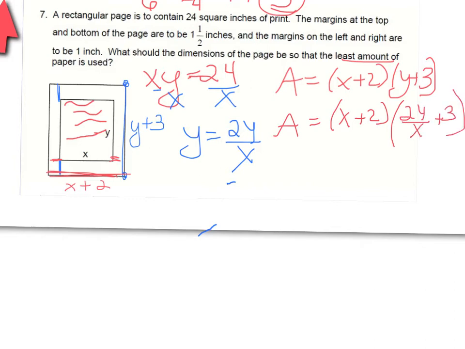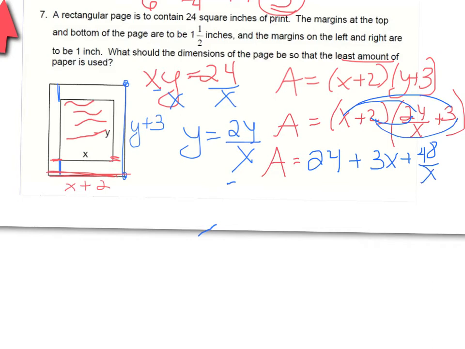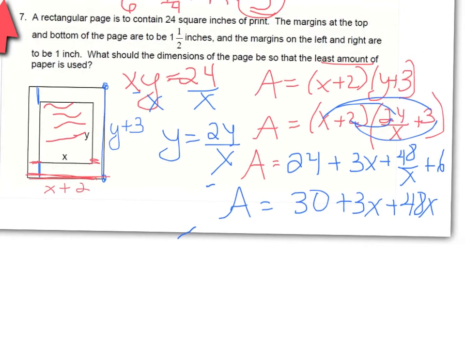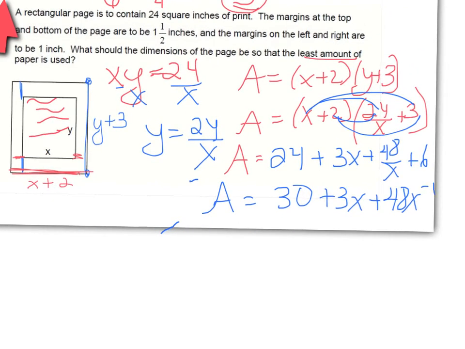Now box method or FOIL. So when we do x times 24 over x, we get just 24. And plus 3x from here. The inside is plus 48 divided by x, and lastly, plus 6. So the area simplified is 30 plus 3x plus, and I'm going to write this as 48x to the -1 so that I can easily take the derivative.